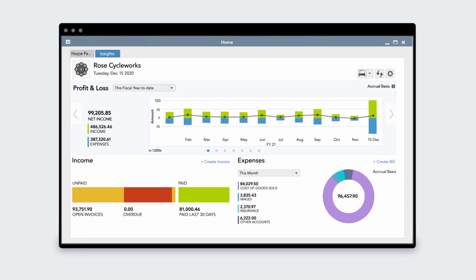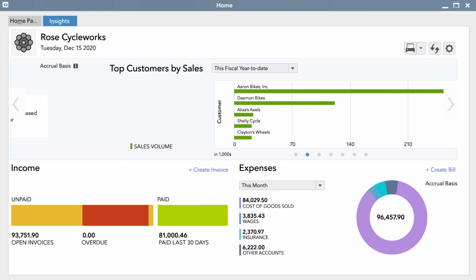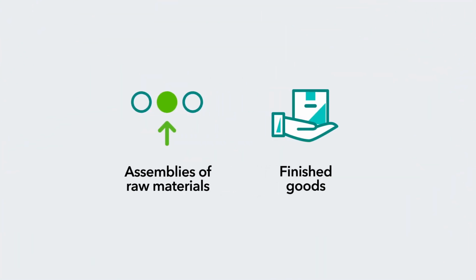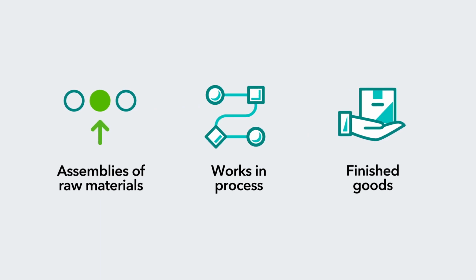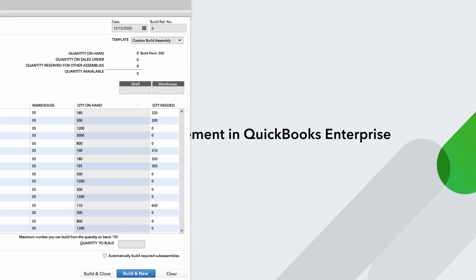When you work in manufacturing, efficiency drives your bottom line. The best software for manufacturing manages the dependencies between assemblies of raw materials, finished goods, and works in process along the way. Assemblies management in QuickBooks Enterprise does all that and more.